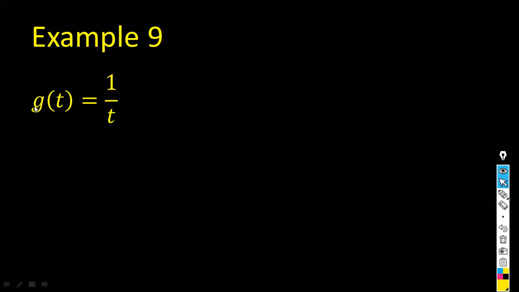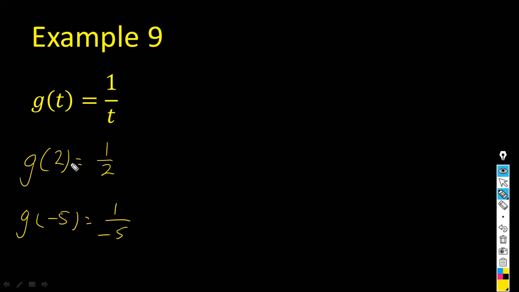Example number 9, g of t equals 1 over t. Again, we can give g any value and it will produce a decent, well-defined value. For example, g of 2 is 1/2, g of minus 5 is 1 over minus 5, and so on. Okay, I can give t any value except which one? What do you think? If you said 0, you were correct.